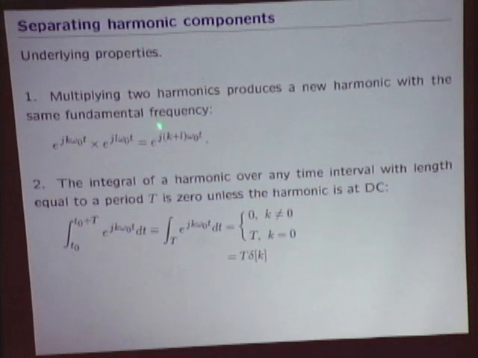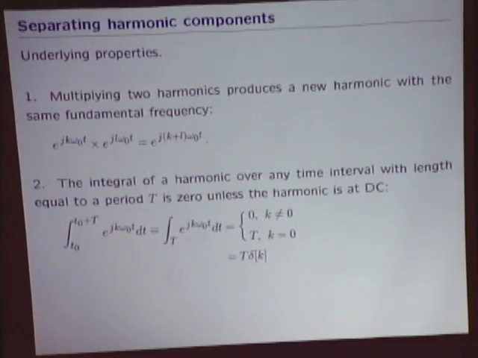That's a simple property of the way the product of two exponents works: you add the exponents when you take the product of two exponentials. Okay? So that makes it very easy to think about harmonic structure, because there's a simple relationship for generating one harmonic signal in time from another harmonic signal in time.